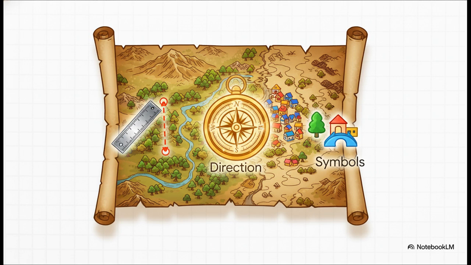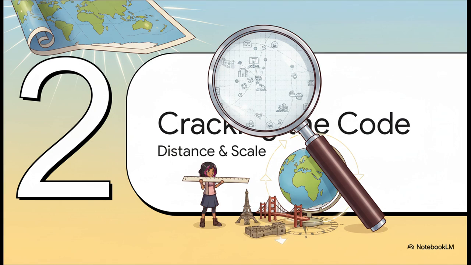Let's break them down one by one, and we'll start with distance. So let's think about this. How on earth do you fit an entire continent, let alone the whole world, onto a single sheet of paper? Well, the magic behind that trick is a concept called scale. It's how maps shrink reality down to size while keeping everything in proportion.